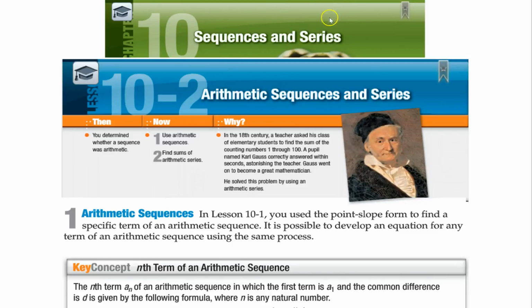Chapter 10, Sequences and Series. We're actually going to skip 10.1 because it's pointless, to be honest. And we're going to start with 10.2, arithmetic sequences and series. So first, let's talk about what a sequence is.